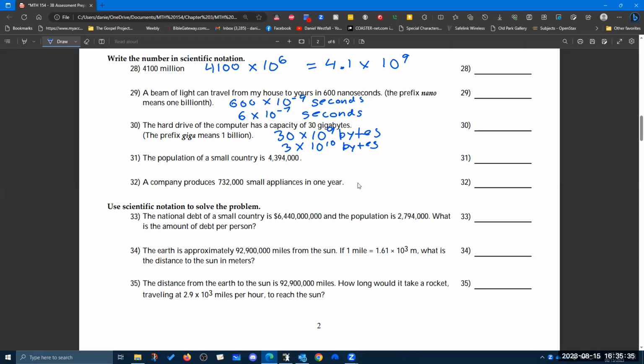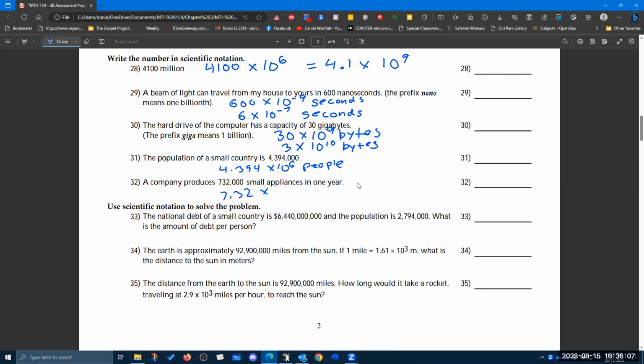All right. Now let's look at this number here, that this is in millions. So this is 4.394 million. So that's times 10 to the sixth. And then this is people, right? For the population. And this is 732,000.